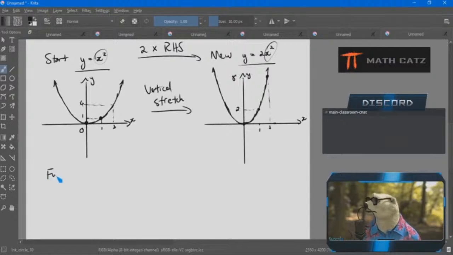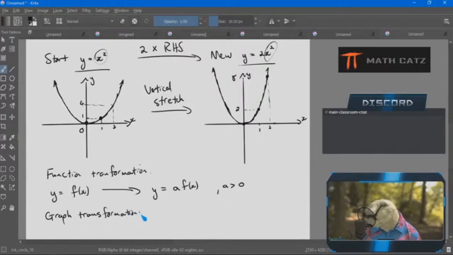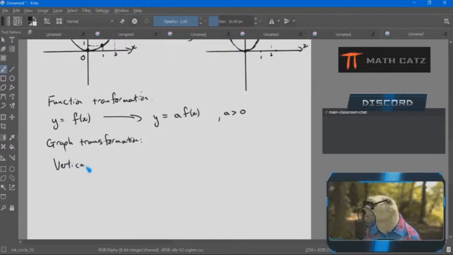So if I have a function transformation, let's say I have some function, right? We're not married to this x squared. It could be any function. And then I am going to multiply it by some positive number. Could be a small little fraction. Could be a large number. What happens to the graph? How it transforms is by way of a vertical stretch or a compression, depending on the size of the number that's multiplied.